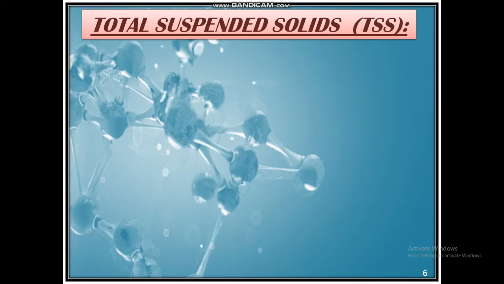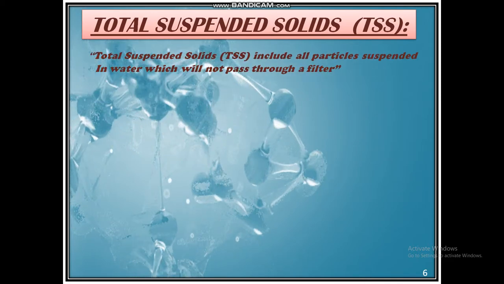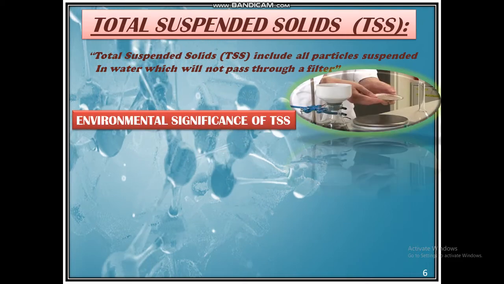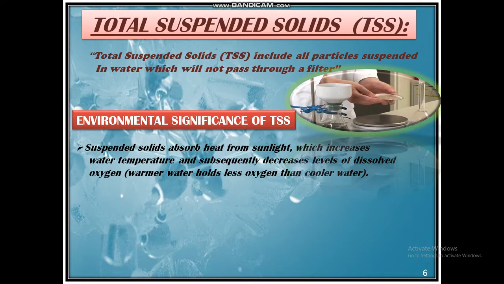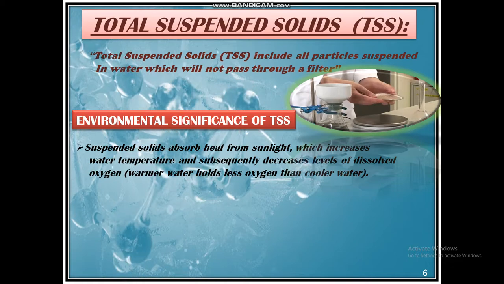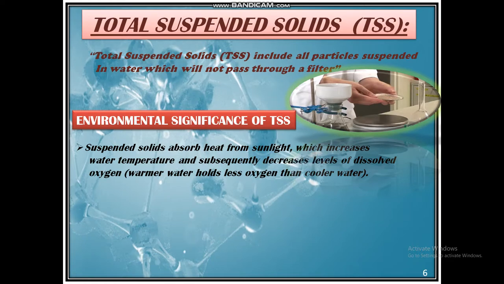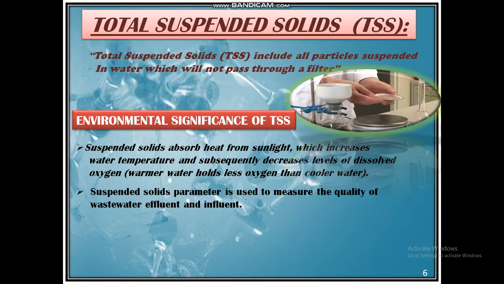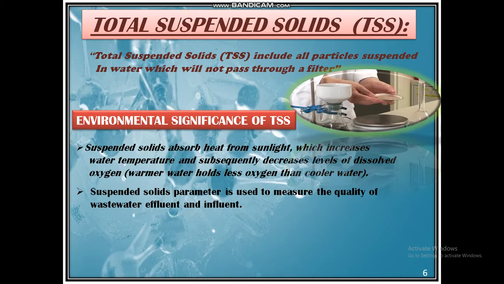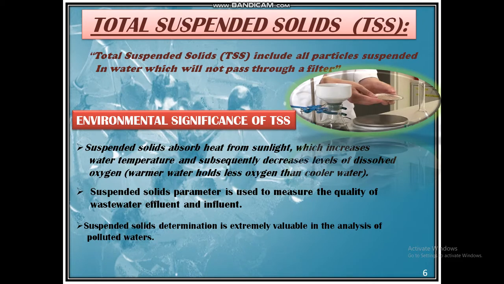Total suspended solids. Total suspended solids include all the particles suspended in water which will not pass through a filter. Environmental significances of total suspended solids are: suspended solids absorb heat from sunlight, which increases water temperature and subsequently decreases levels of dissolved oxygen. Warmer water holds less oxygen than cooler water. Suspended solids parameter is used to measure the quality of wastewater effluent and influent. Suspended solids determination is extremely valuable in the analysis of polluted waters.